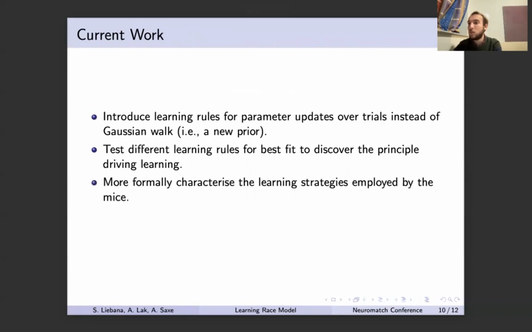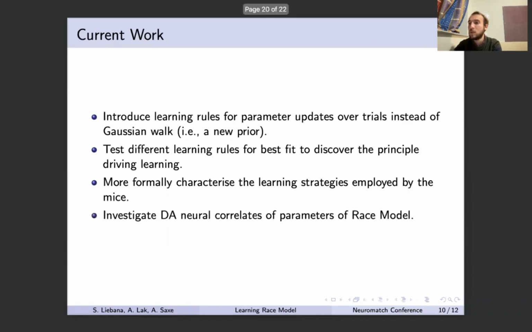After fitting the model for all mice, we noticed that mice could be categorized by their learning trajectories, indicating that different mice may be adopting different strategies to learn the task. This is something we would like to investigate in more detail. Lastly, we are currently focusing on finding neural correlates of the different parameters and variables that the model allows us to define. To discover the functional role of dopamine across the striatum is our goal.